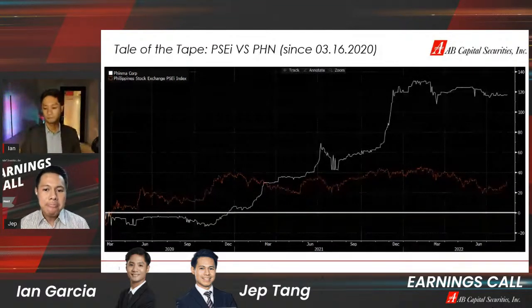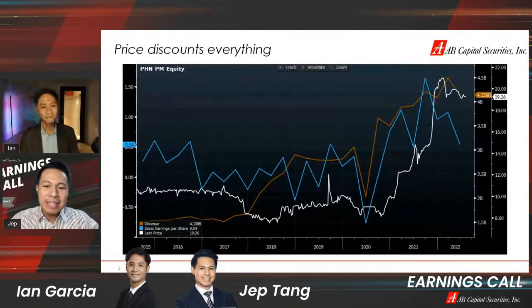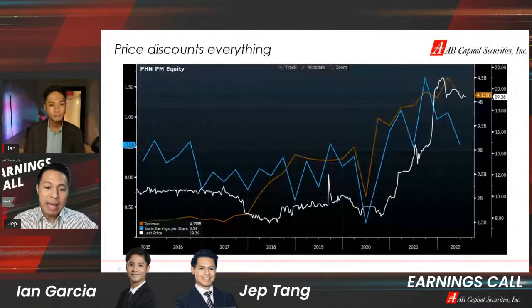Next slide, please. What you see here are just a bunch of different colored noodles, but let me try to explain them to you. The white line is the share price of PHINMA Corporation. As I've said, it closed at 19.26 today. The orange line is their revenue, the sales of PHINMA Corporation, and the blue line is your earnings per share.